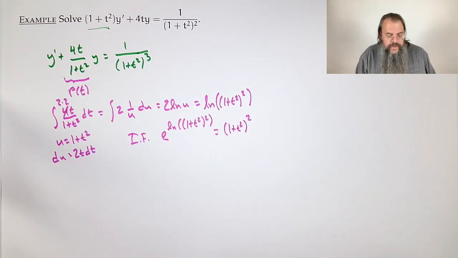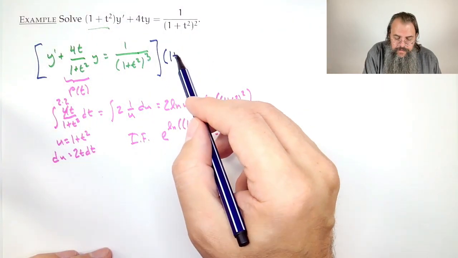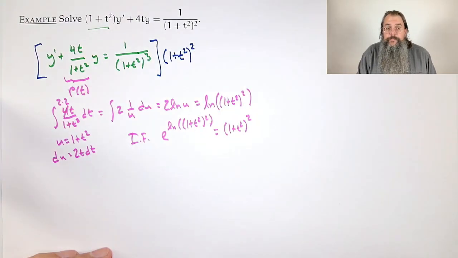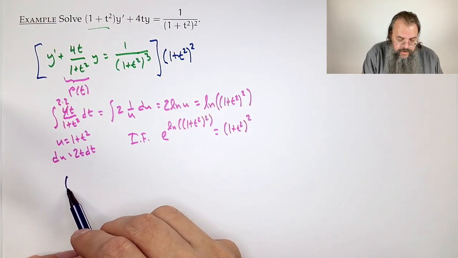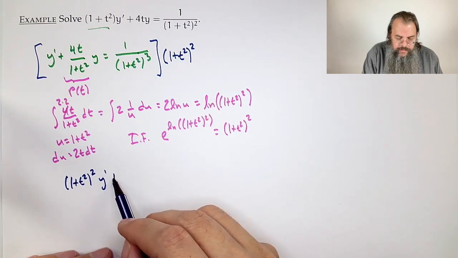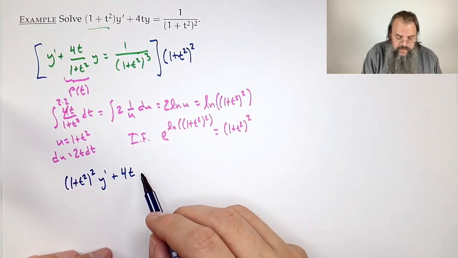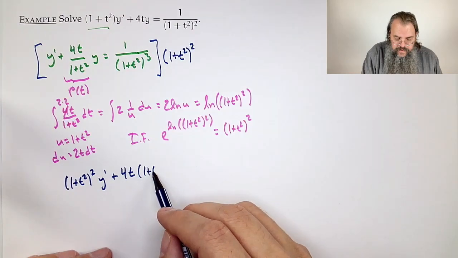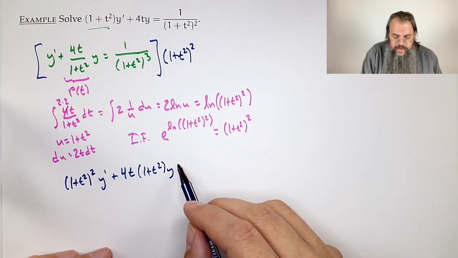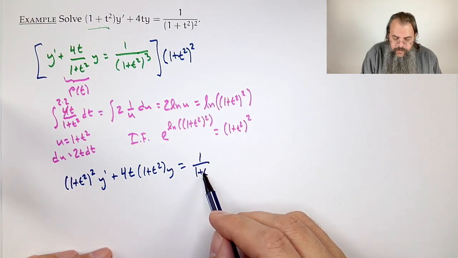So now we go back to our equation. Everything gets multiplied by 1 plus t squared squared. So we're taking our whole equation and we're multiplying by 1 plus t squared squared. And what do we get? Well, we get 1 plus t squared squared y prime plus 4t. And here we get one of the 1 plus t squareds to cancel. So 1 plus t squared y is equal, and over here, well, we still have a single 1 plus t squared left.